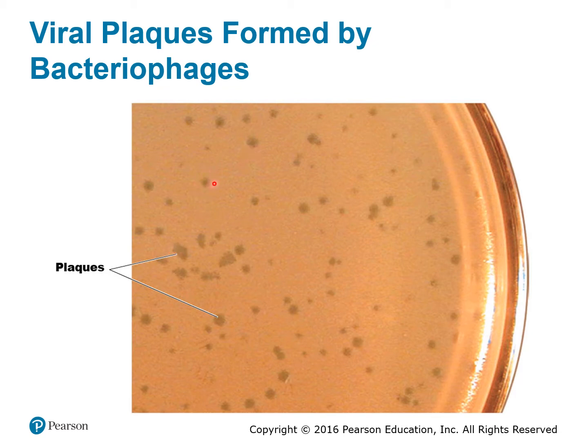Those clear regions right here are telling you that the bacteriophages were actually able to kill the bacteria living in this region. The region where you see no clear plaques would tell you that those bacteria were actually resistant, and the bacteriophage were not able to infect them or kill them.